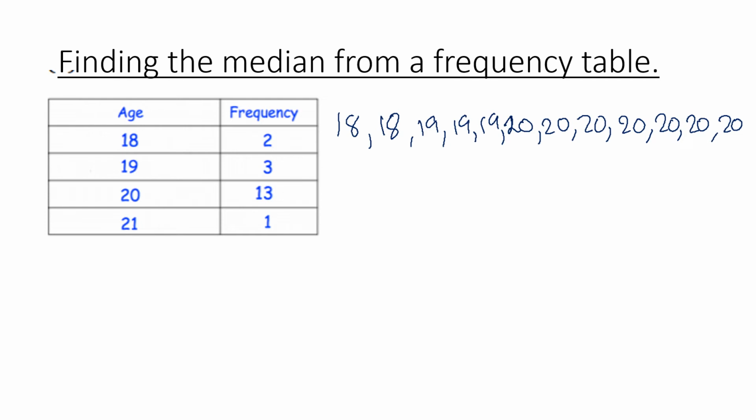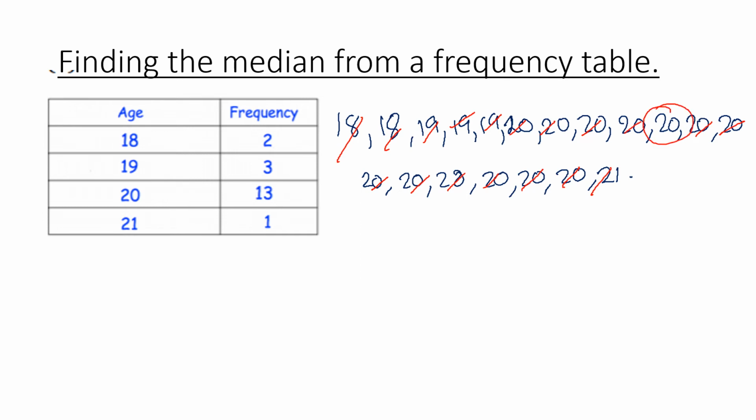1, 2, 3, 4, 5, 6, 7. And then 1 lot of 21. Okay, then we can cross off as we did before in pairs, going from end to end to find our middle value. And as you may have spotted, our middle value is going to be 20. So that is our median.